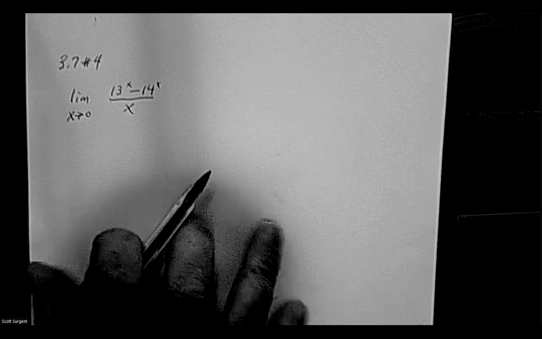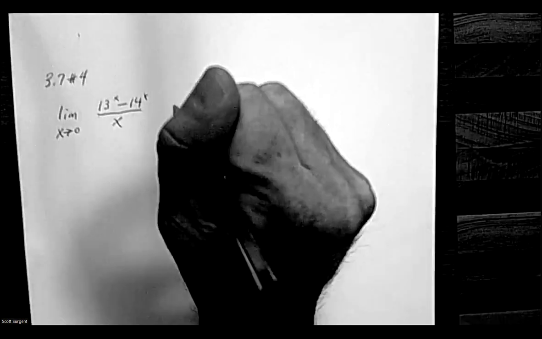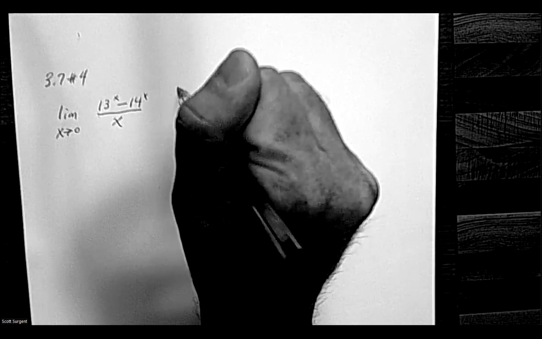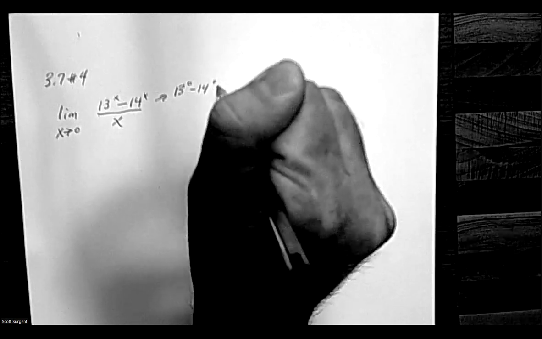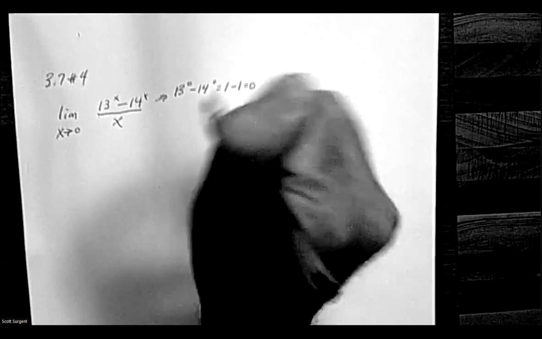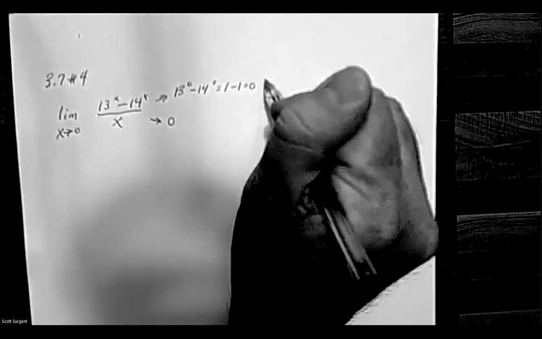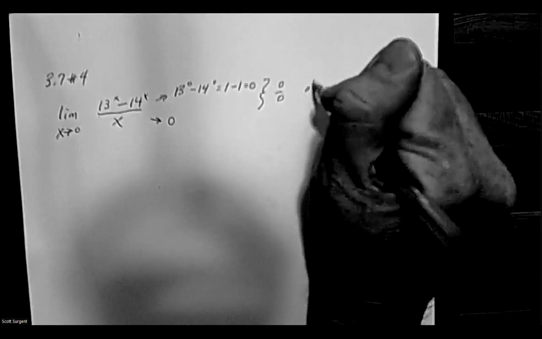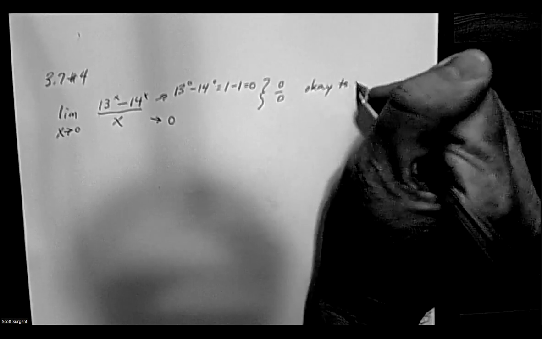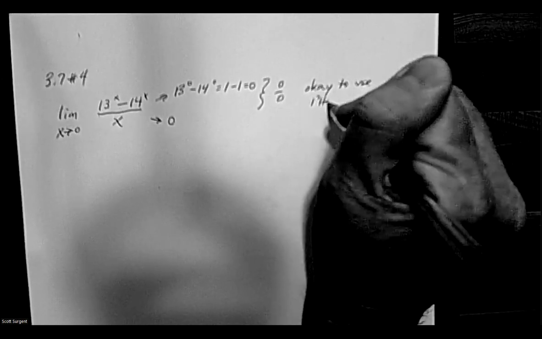All right, so we have (13^x minus 14^x) all over x as x goes to 0. And you're supposed to use L'Hopital's. First thing before is just make sure that it qualifies. So when you plug in 0, you get 13 to the 0 minus 14 to the 0, which is 1 minus 1, which is 0. And on the bottom, you just get 0. So it is an indeterminate form. So it's okay to use L'Hopital.